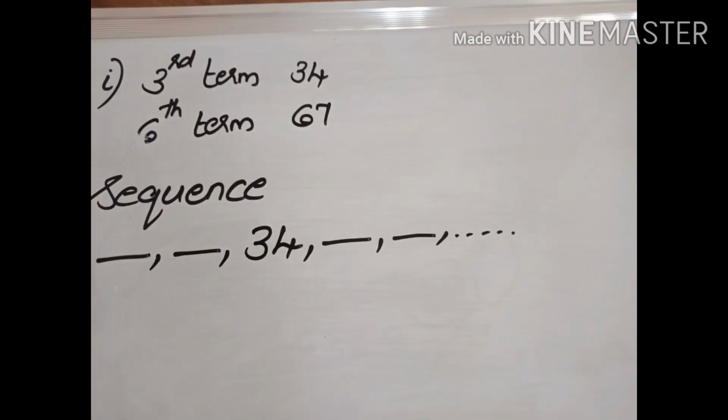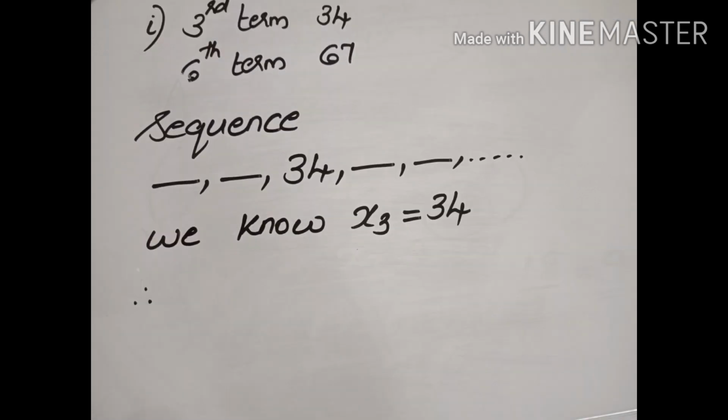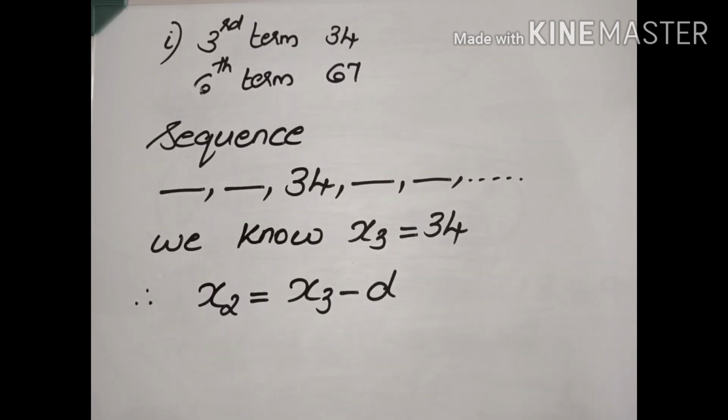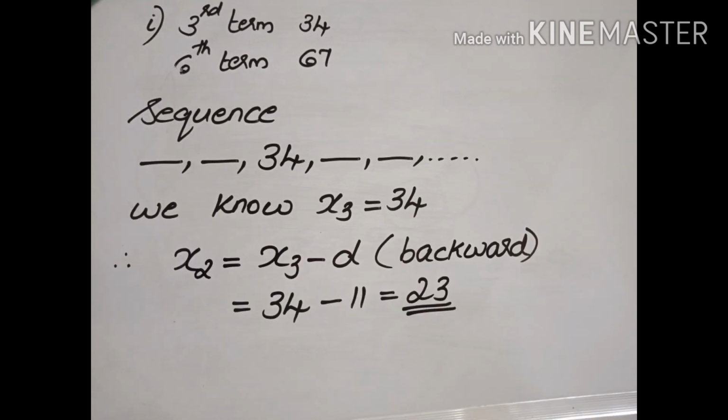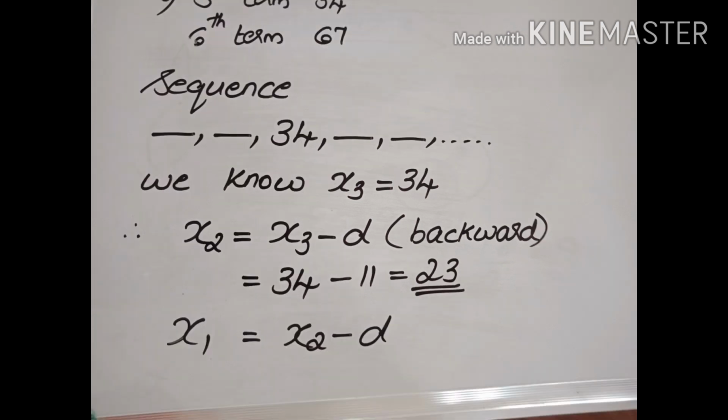Now we can write the sequence. Here third term we have, x3 we have. So first let's find the second term. I told you moving backward, common difference is subtracting. So from the third term we have to find the second term. So x2 equal to x3 minus d, that is equal to 34 minus 11. So answer will be 23. So second term is 23.